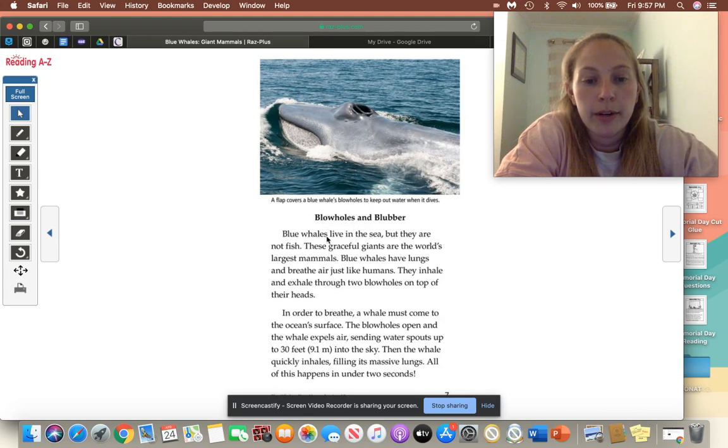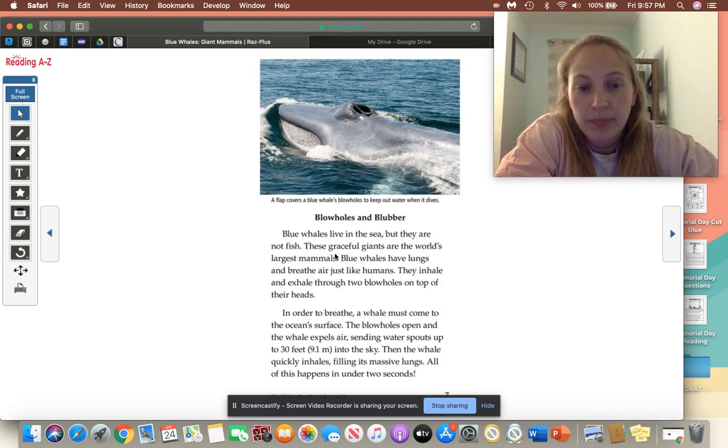Blowholes and blubber. Blue whales live in the sea, but they are not fish. These graceful giants are the world's largest mammals. Blue whales have lungs and breathe air just like humans. They inhale and exhale through 2 blowholes on the top of their heads.